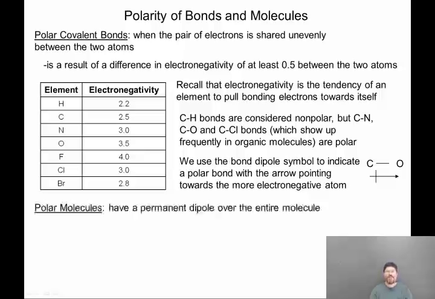Okay, not only are bonds polar, but molecules can also be polar. A molecule is polar if it has a permanent net dipole over the entire molecule. Now, in order for a molecule to be polar, it has to have polar bonds. The converse is not true. You can have molecules with polar bonds that are overall nonpolar molecules because the polar bonds all cancel out. But in the molecules that I'm going to show you below, there is a net dipole because the polar bonds do not all cancel each other out.